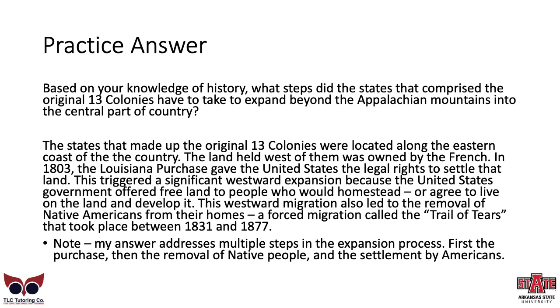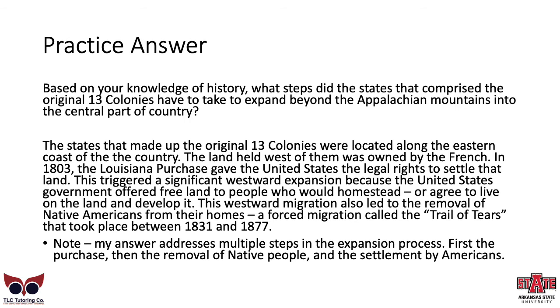Question 2, practice answer. The states that made up the original 13 colonies were located along the eastern coast of the country. The land held west of them was owned by the French. In 1803, the Louisiana Purchase gave the United States the legal right to settle that land. This triggered a significant westward expansion because the United States government offered free land to people who would homestead or agree to live on the land and develop it.